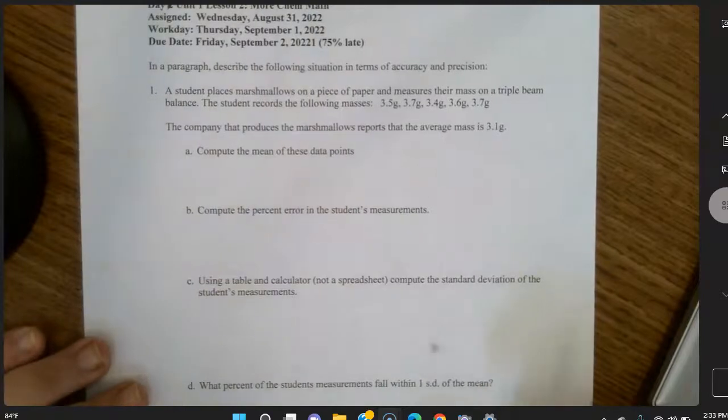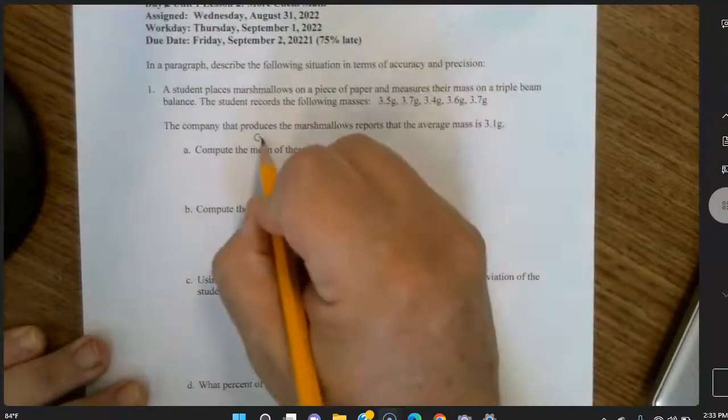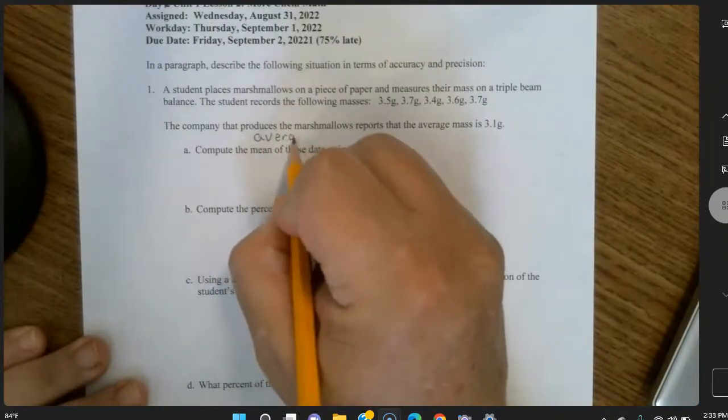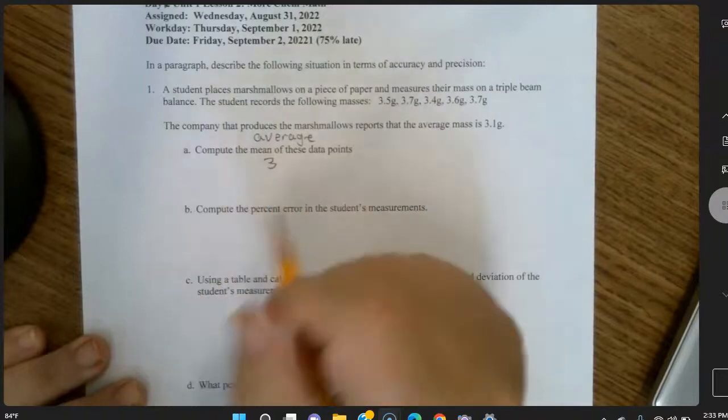We did them in class. So first is compute the mean. So mean is an average. So write that down if you don't remember that. It's the average, and you add the numbers and divide by the number of values.